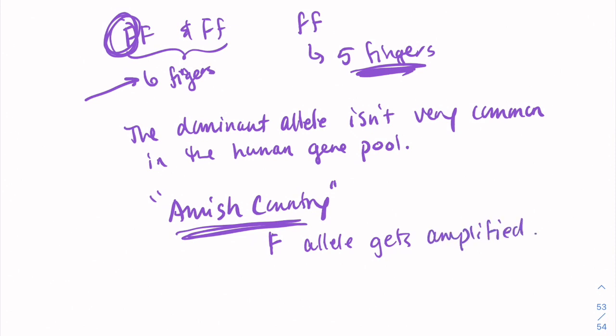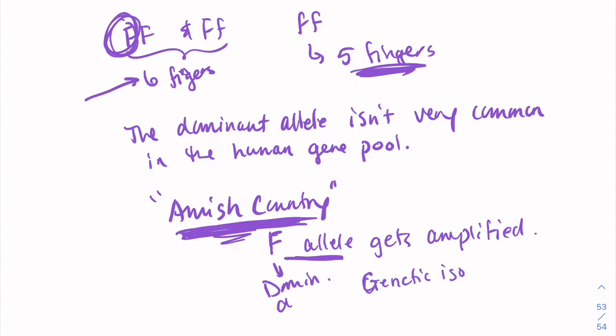And so this dominant allele, the dominant trait, shows up a lot more because people in Amish communities traditionally, and it's changed a little bit over the past 30, 40 years, tend to just marry within that community. And so this amplifies the presence of this dominant allele. This is actually a form of genetic isolation, or genetic drift.